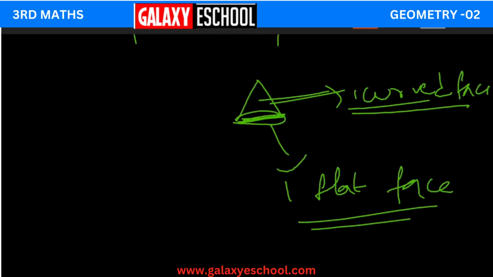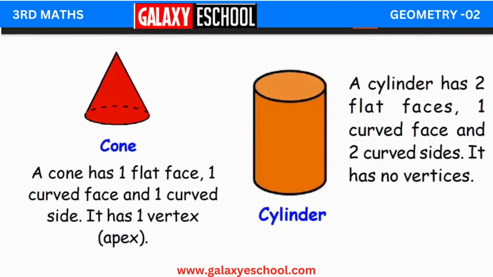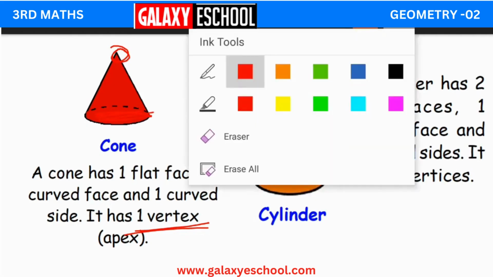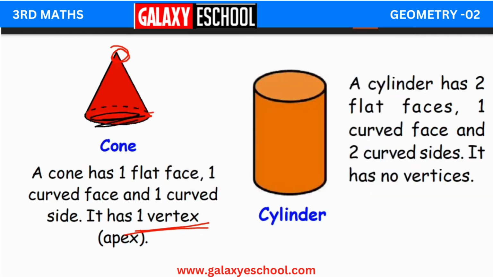Now coming to the number of vertex, it has only one vertex, that is this on the top. Can you see this pointed edge, children? Yes, that is our vertex. So our cone has one flat face, that is this here, and one curved face, and it has one vertex, children. There are no sides to a cone.